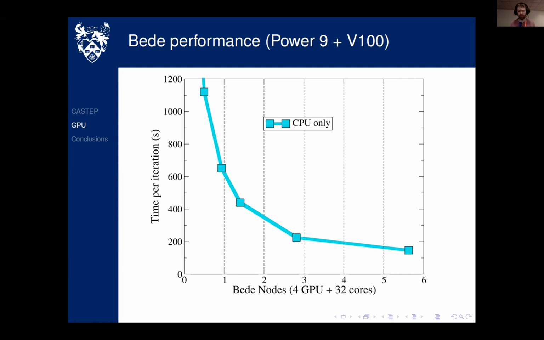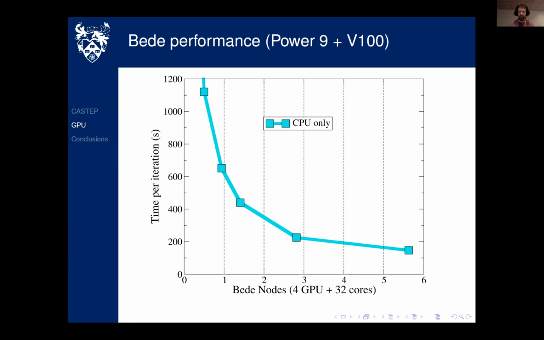It's not really important, but for those who are interested, it's iron vanadium aluminide, a thermoelectric material, on the Bede machine, which is not the same as the MOM hub. It's an IBM Power 9 with V100s, so the Volta architecture. And this is the time per iteration for this benchmark on the CPU, just the CPU. And then what we do is we use the V100s in addition to the CPU.